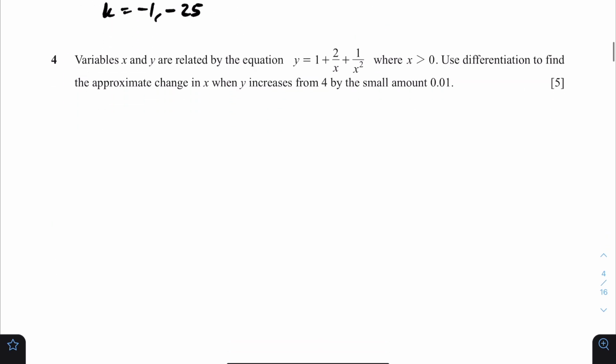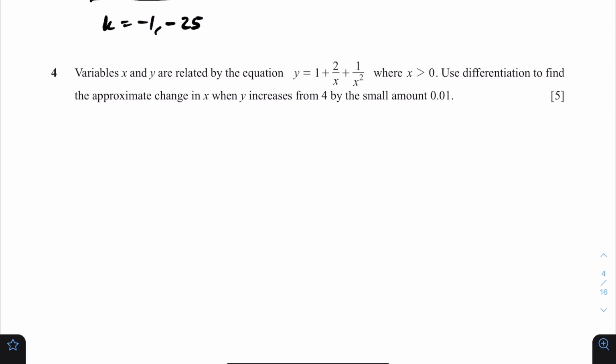So next part. This one is a little bit trickier, it looks like, just because it's asking us to find the approximate change in x when y increases, rather than the other way around. So what we have to do is first, based on the fact that it says y increases from 4, let's find what the value of x is at that point. So let's substitute in. We get y is equal to 1.